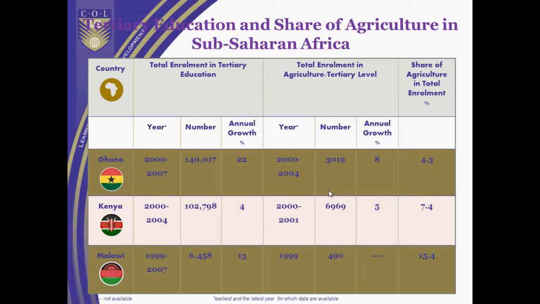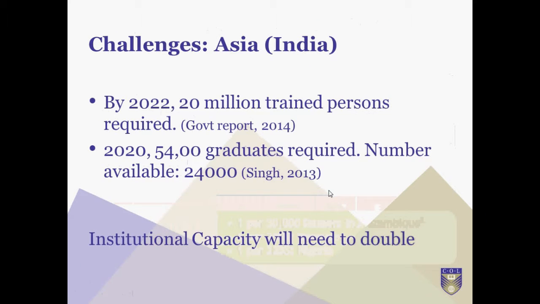Now, the situation in Asia is not very different. A government report in India points out that while the targeted training capacity by 2022 is 20 million, the present system has less than 2 million places per year for training. Singh points out that while India produced 24,000 graduates during 2010, the projected requirement is 54,000 annually by 2020, which requires a twofold increase in institutional capacity.